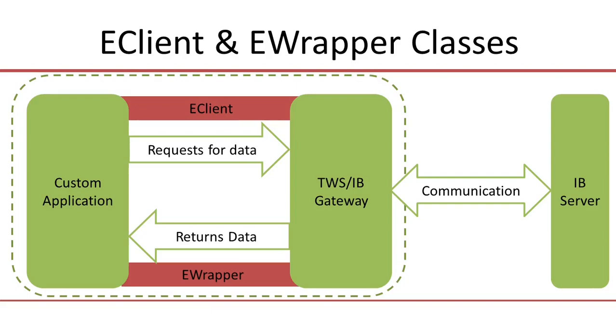When we looked at TWS API architecture, we saw that EClient and EWrapper classes are responsible for handling any communication between our custom application and TWS. EClient is specifically responsible for connecting to TWS and also for sending any requests to TWS, whereas EWrapper class is specifically responsible for handling any incoming data and messages back from TWS to our custom application.